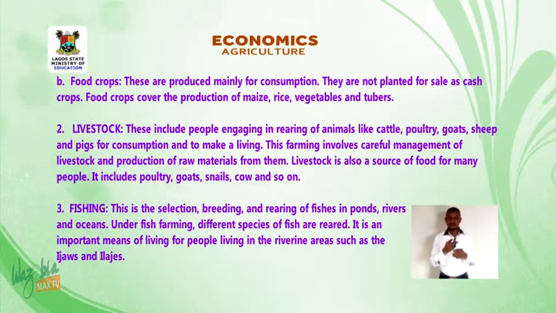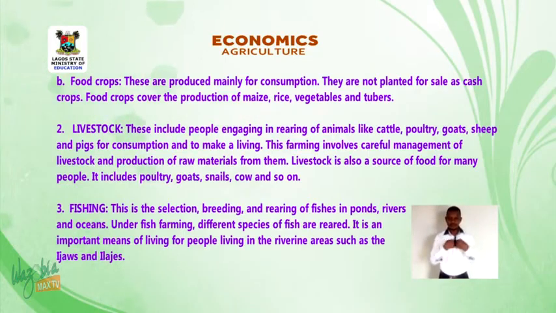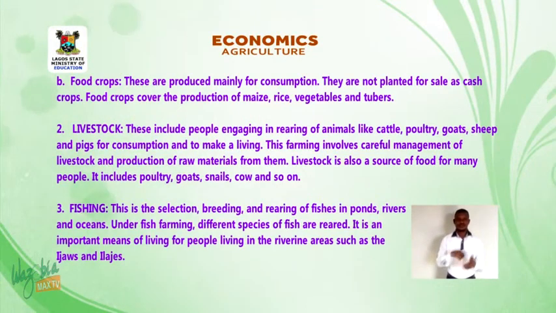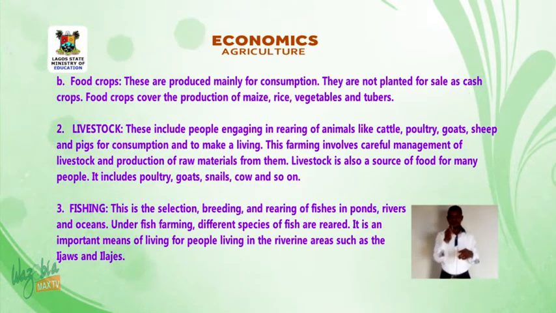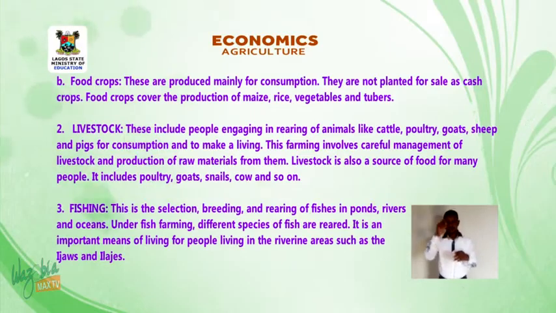Number 2. Livestock. This includes people engaging in rearing of animals like cattle, poultry, goat, sheep, and pig for consumption and to make a living. This farming involves careful management of livestock and production of raw materials from them. Livestock is also a source of food for many people. It includes poultry, goat, snail, cow, and so on.